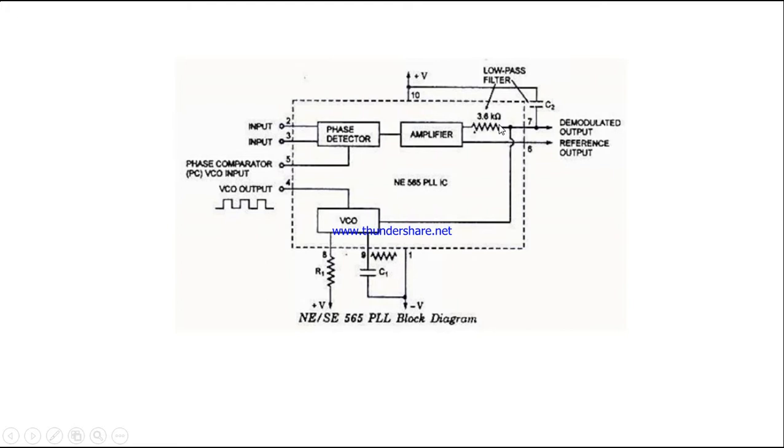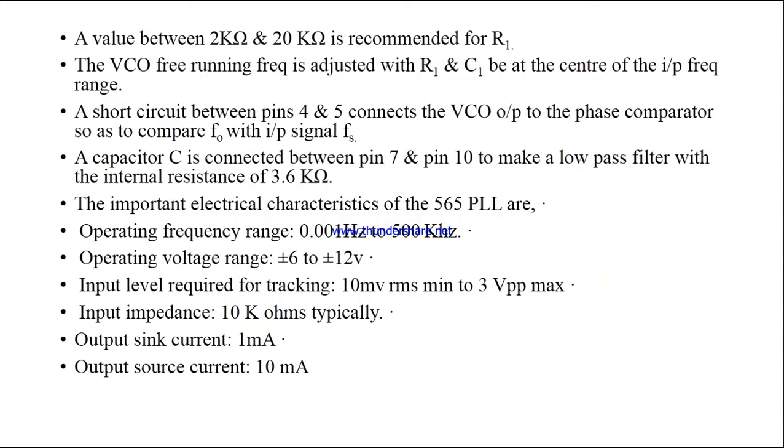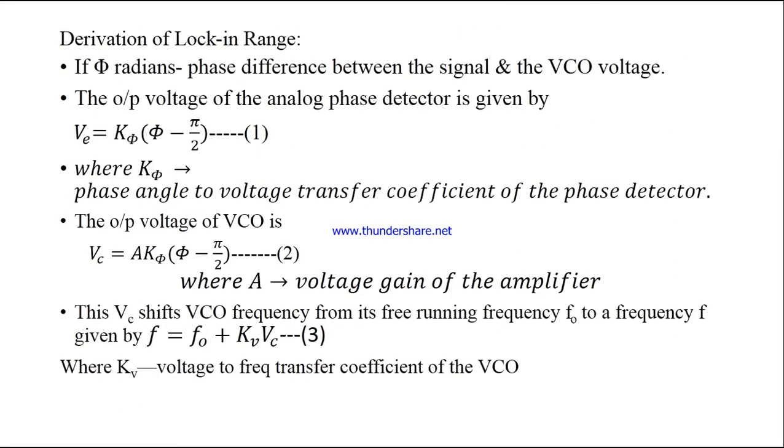The important parameters are given below, that is operating range, operating voltage range, frequency range, voltage range, input level required for tracking, input impedance, output sink current and output source current. Next we can see the derivation of lock-in range.